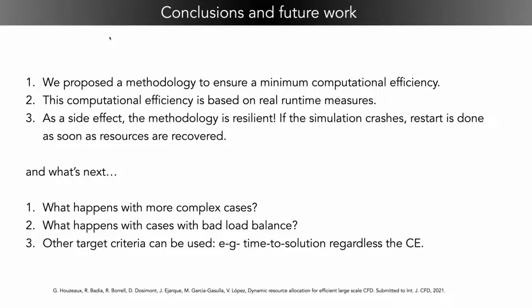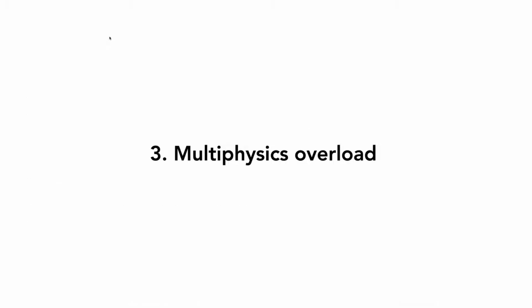So what we want to study, of course, is that these cases are not that complex, because it's only the Navier-Stokes equation. We would like to know what happens with cases with bad load balance, because these cases did not have that bad a load balance, but it was almost constant for a long time, independent of the number of cores. We could also think of other criteria to select the number of nodes, for example the time to solution, regardless of the communication efficiency. So we have a way to control the number of cores of a simulation and to restart at runtime and adapt to this. This is more or less what I wanted to say about this.